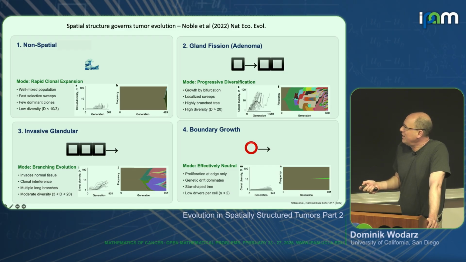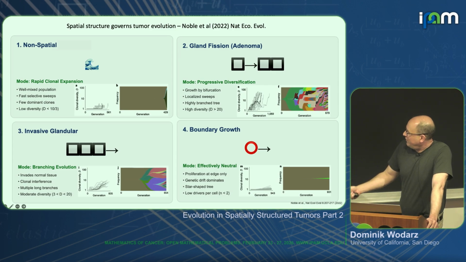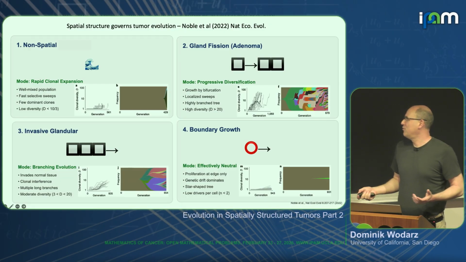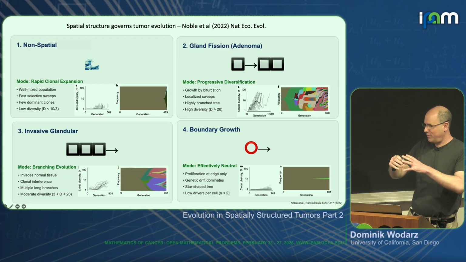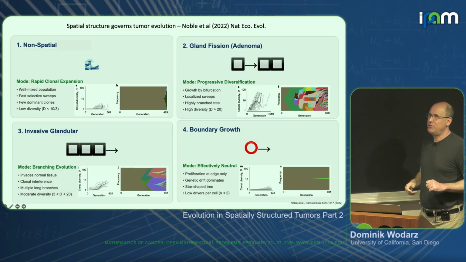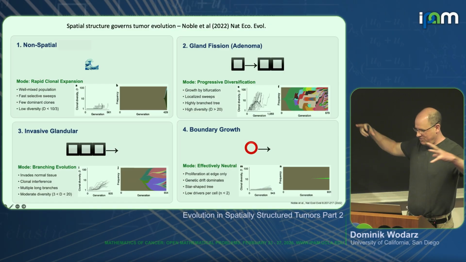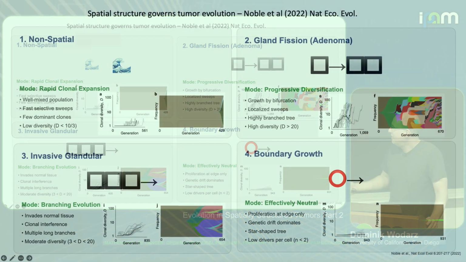There's non-spatial, where you see some patterns, and then there is, I want to highlight the fourth first, this boundary growth, where you have, in two dimensions, this is represented in a two-dimensional setting here rather than 3D, only cells on the surface contribute to mutant growth, so it grows out like a range expansion.